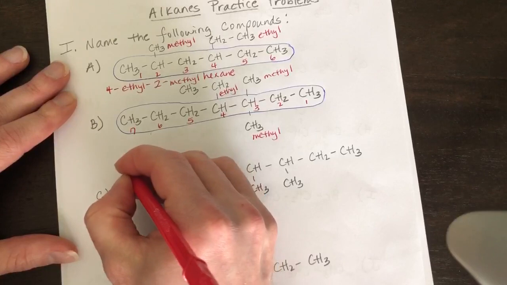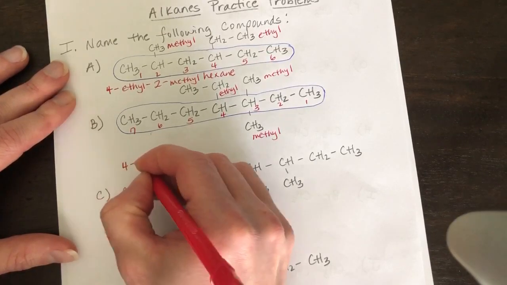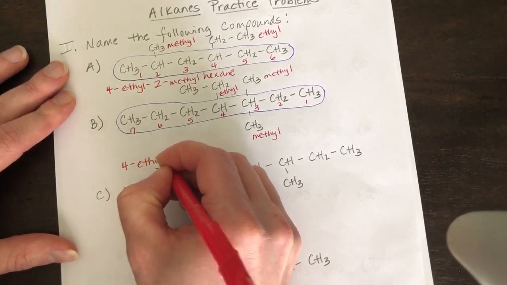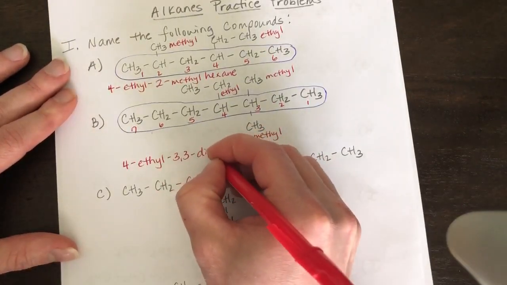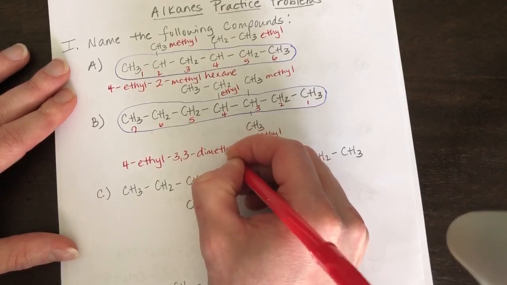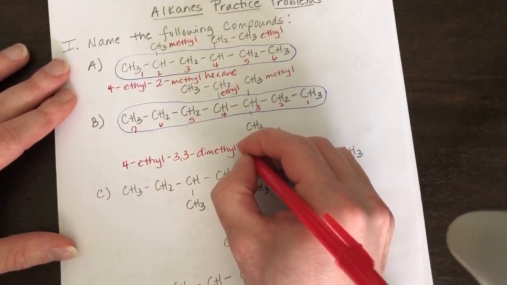So this is going to be 4-ethyl, because we're going in alphabetical order, 3,3-dimethyl, because we have 2 methyls, and our parent chain is 7 long, so it's heptane.